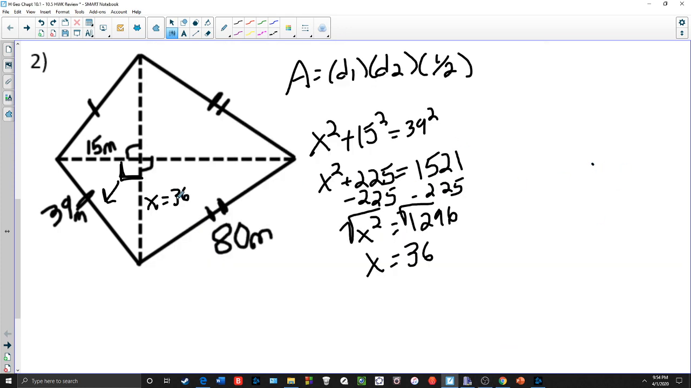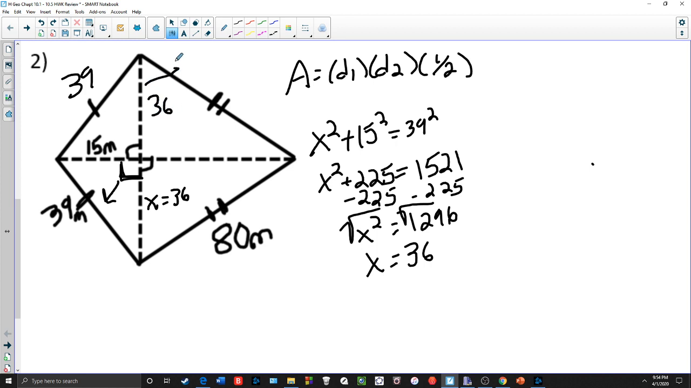I am recording this time. So, got scared there. Now, if this line right here is 36, that means that this top triangle, well, it's the same triangle. It has 15, and because these sides are marked congruent, this is going to be a 39 here as well. So this right triangle is going to be the same as this bottom right triangle. So this is also going to be a 36.